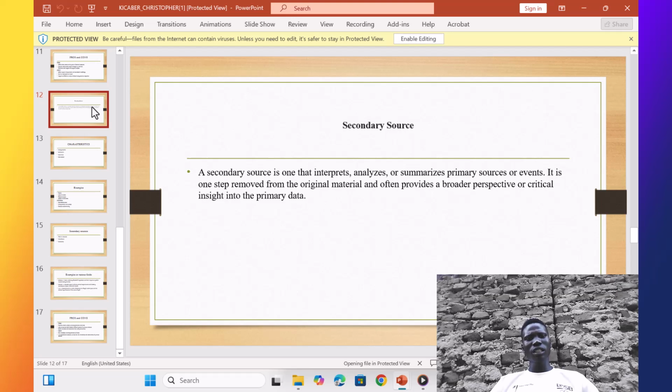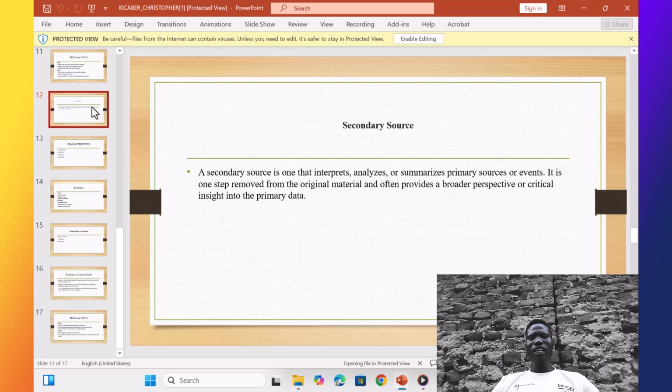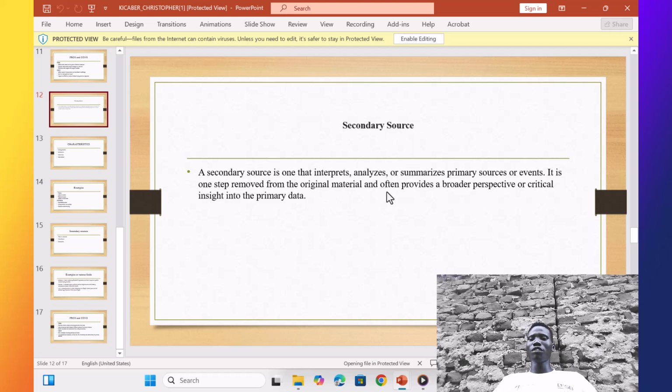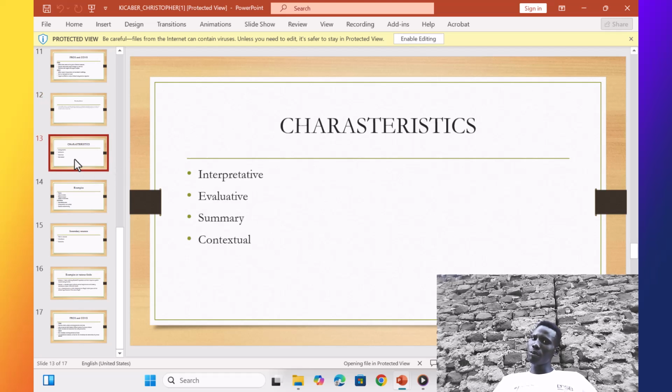A secondary source is one that interprets, analyzes, or summarizes the primary sources or events. It is one step removed from the original material and often provides a broader perspective or critical insight into primary data. That is what is meant by a secondary source. We have some characteristics of a secondary source: interpretative. Secondary sources interpret the primary sources.